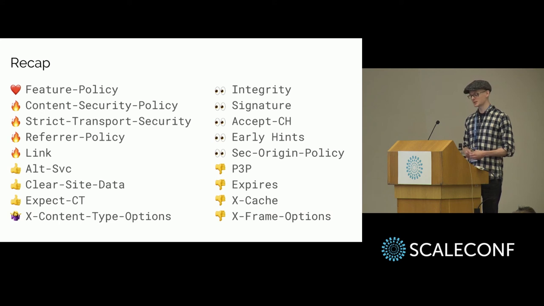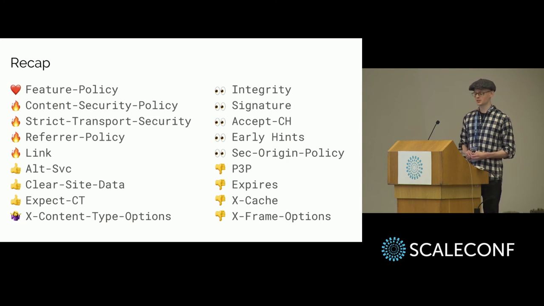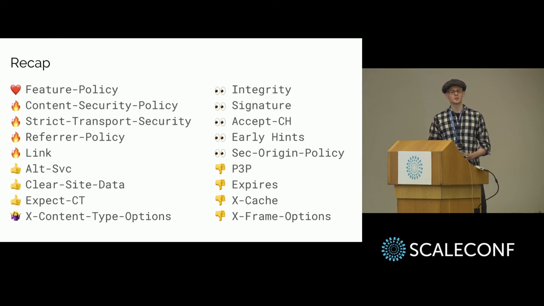Integrity, signature, accept client hints, early hints, and origin policy don't exist today and don't do anything. But start thinking about them and the way that they might change the way that you build sites in the future. And don't be afraid to remove headers that have moved beyond their useful life. If your site is still emitting P3P, expires, random headers that don't mean anything, or X-Frame-Options, maybe consider whether you could tidy that up and remove stuff that doesn't actually do anything.